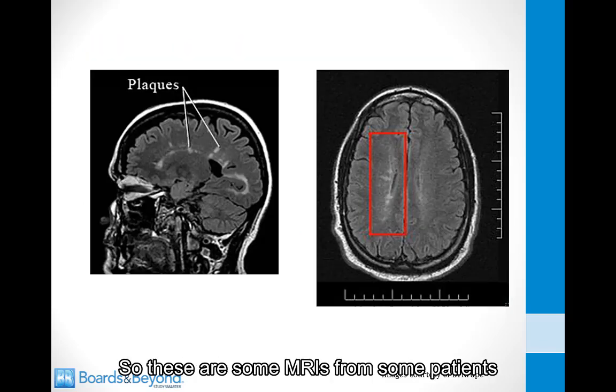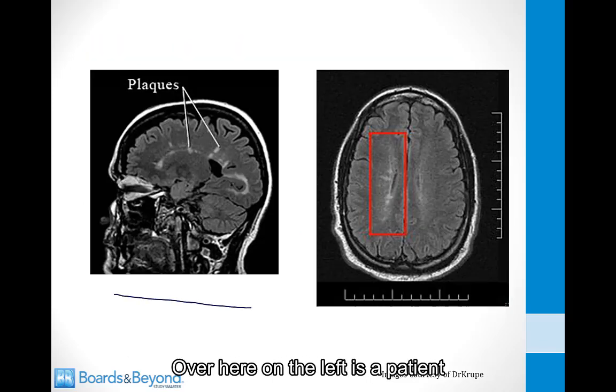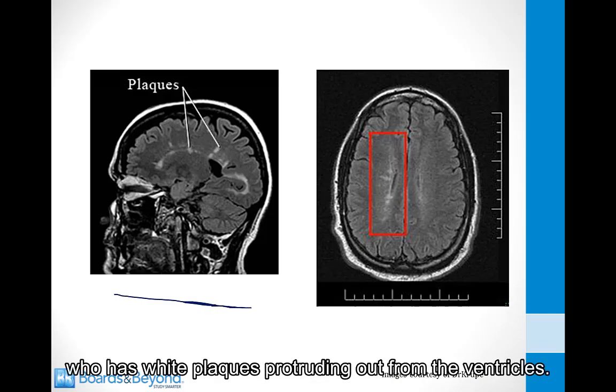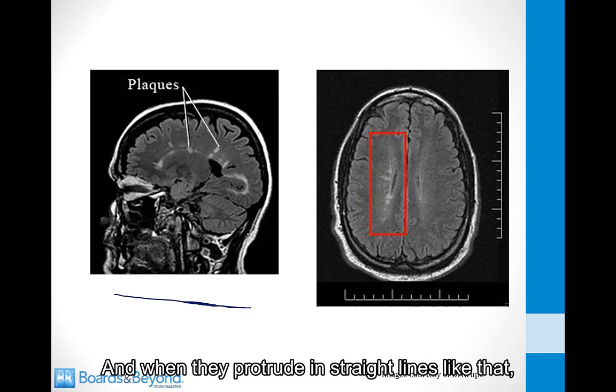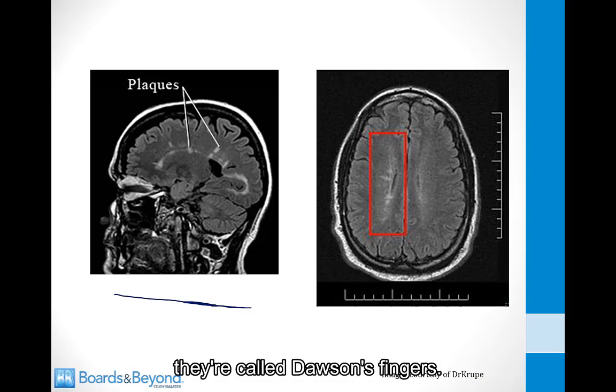So these are some MRIs from some patients with multiple sclerosis. Over here on the left is a patient who has white plaques protruding out from the ventricles, and when they protrude in straight lines like that, they're called Dawson's fingers.